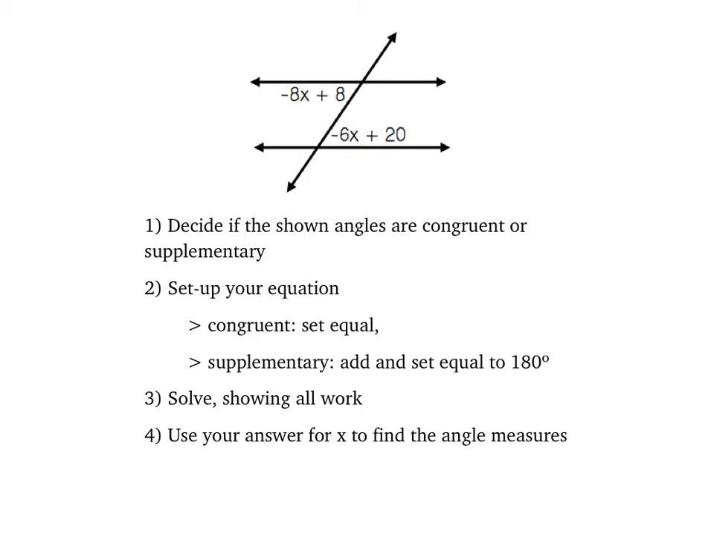So the first thing you need to do is decide if the shown angles are congruent or supplementary. From there, that's going to tell you how to set up your equation. If they're congruent, that means equal, so you would set the two expressions equal to each other. If they're supplementary, you would add and set them equal to 180 degrees. From there, you would solve for x, showing all of your work, and then if necessary, you would then use that x value to actually find what the angles would be. So we're going to walk through one example next.